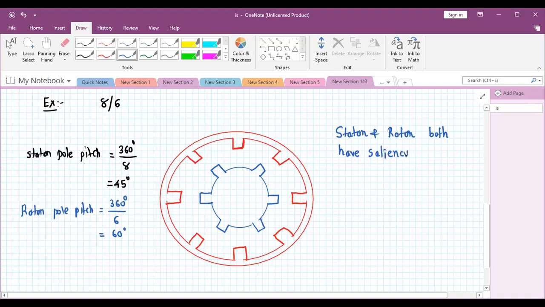So what is the difference between these two? What is the difference between stator and rotor in case of this particular motor? The rotor is not magnetic. Yes, we can say the stator carries the winding while the rotor is not carrying any type of winding. So the difference is the stator has concentrated winding, while the rotor has no winding.